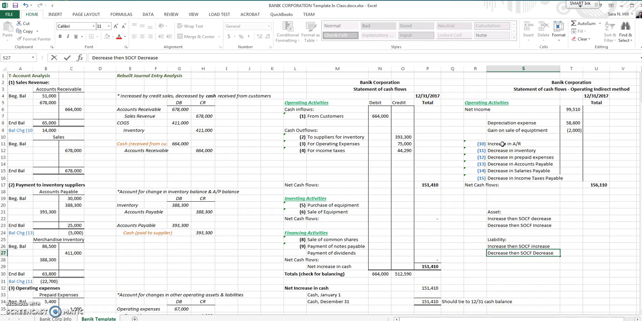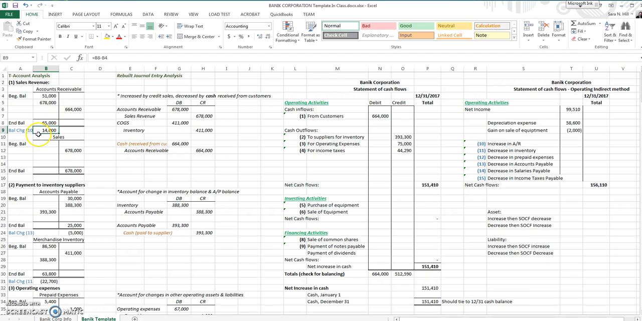We've done a lot of the work already, so let's look at our accounts receivable account. We had a beginning balance of $51,000. We had an ending balance of $65,000. We're showing an increase in an asset account. Okay, so you'll see these blue labels here. I just went ahead and calculated the difference, or what was the change, what was the amount of the increase.